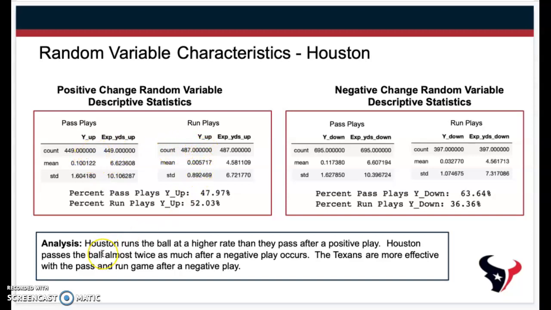And so the analysis was after a positive play was observed, then the Texans passed the ball 47% of the time compared to 52% of the time running. However, when a negative play was observed, they're almost twice as likely to pass as they were to run, which can be pretty useful if you're scheming for a defensive scouting team.